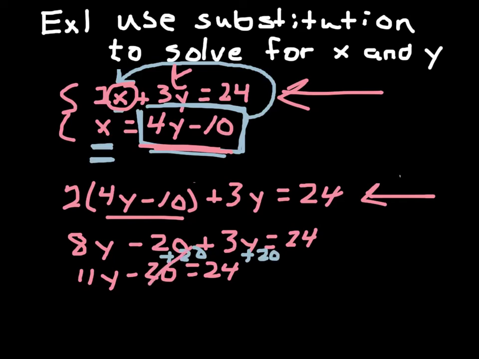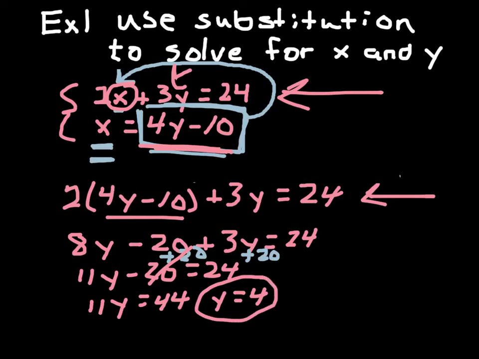They cancel. That's good. That's what we wanted. 11y is equal to 44. Now divide by 11. Y is 4. So now I know what y is. Y is equal to 4.